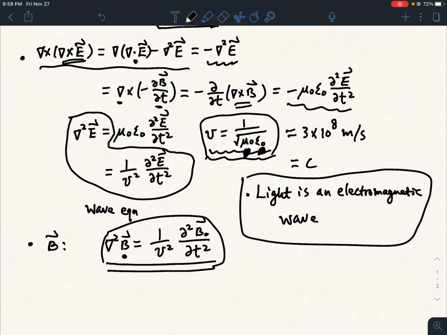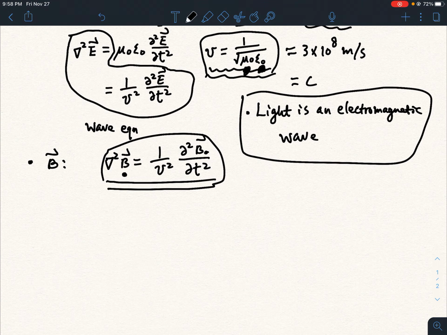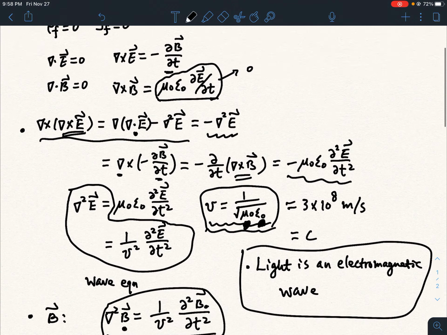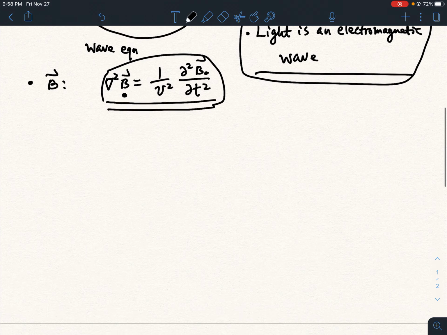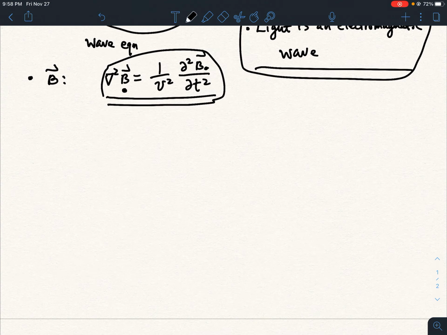Unfortunately, Hertz demonstrated that light is an electromagnetic wave about 10 years after Maxwell's death, so Maxwell didn't really see that his prediction was true. Okay, so this is very important, just to show you that from these equations we can derive the fact that light is an electromagnetic wave.